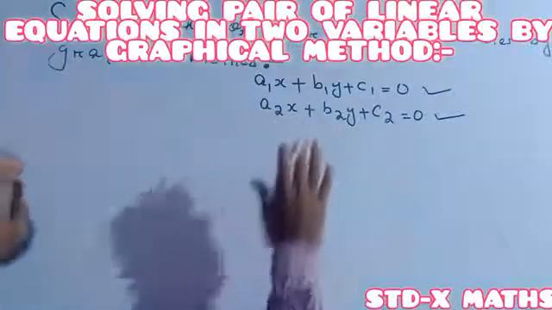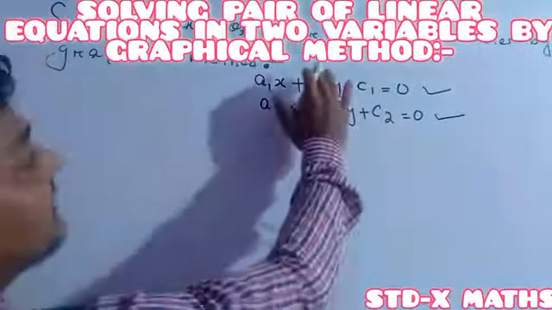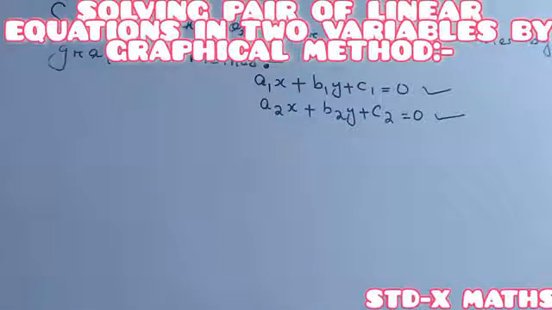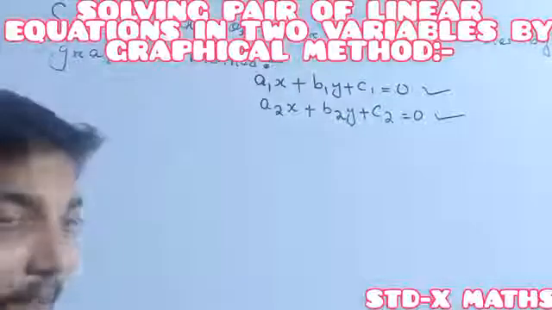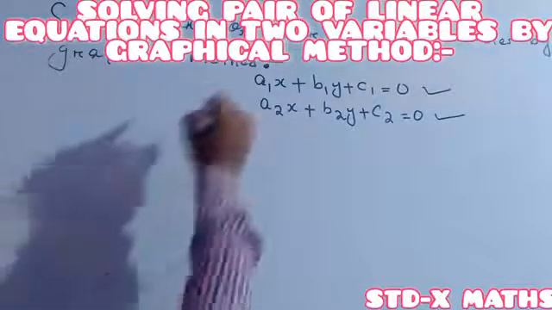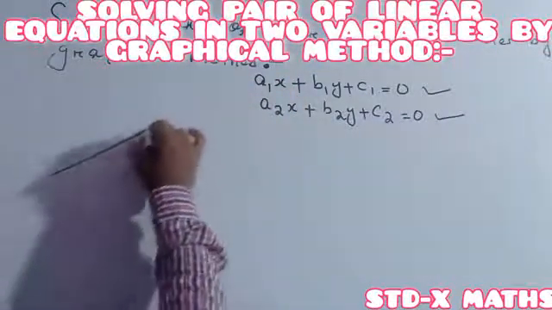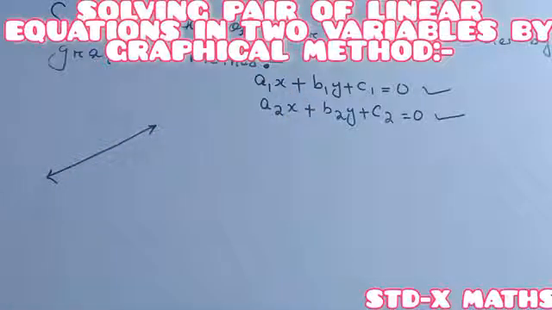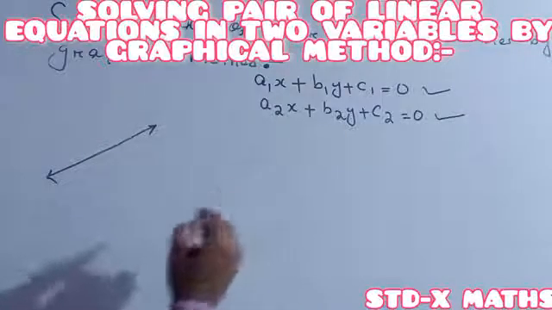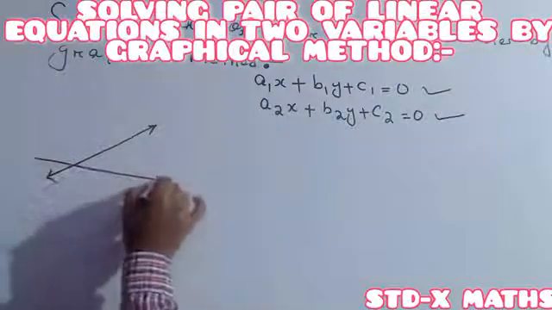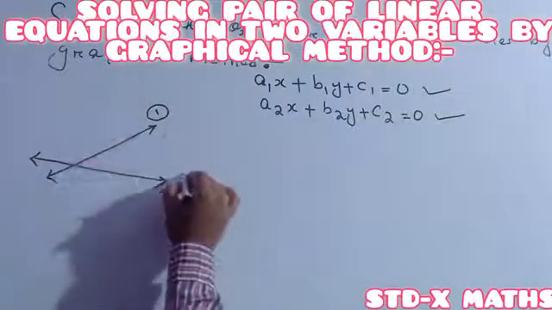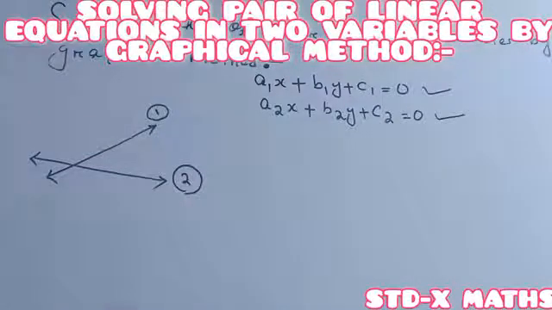Whenever I represent them graphically, 100%, this one will be a line, and this one is also a line. So it means the possibilities of the graphical representation may be just like this. See, suppose this is the graphical representation of the first linear equation. Then the second linear equation's graphical representation may be just like this. This one is for the first linear equation, and this one is the second linear equation.